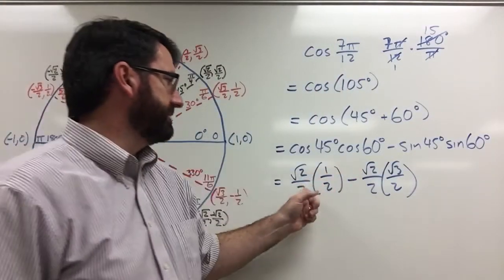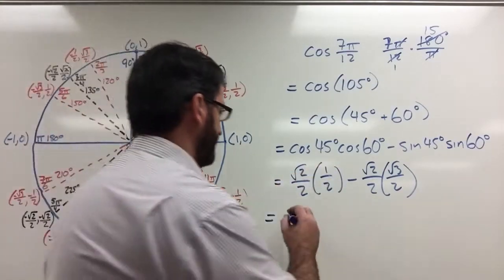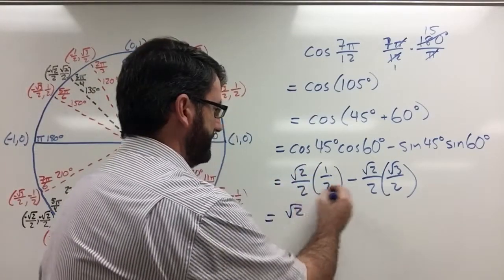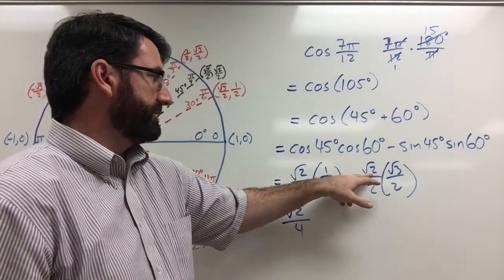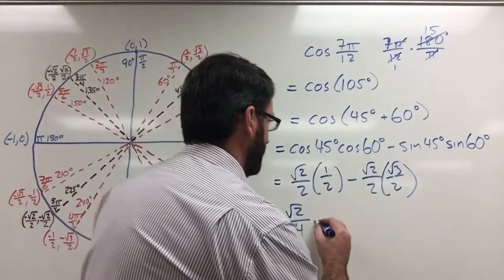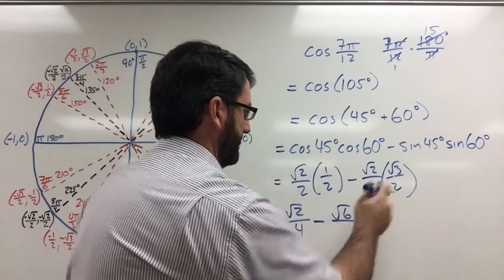All right, so let's multiply these fractions. Square root of 2 times 1 is the square root of 2. 2 times 2 is 4. And then over here we got square root of 2 times the square root of 3 is the square root of 6. And that's over 2 times 2, which is 4.